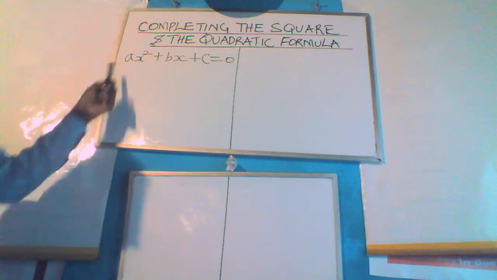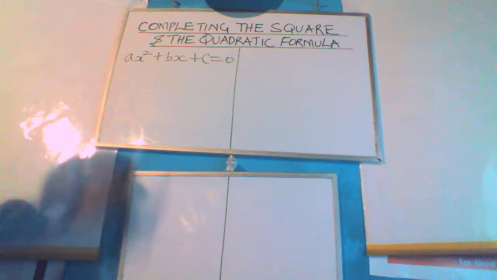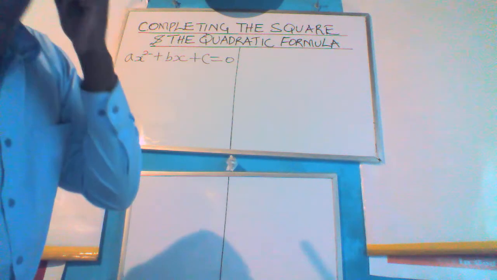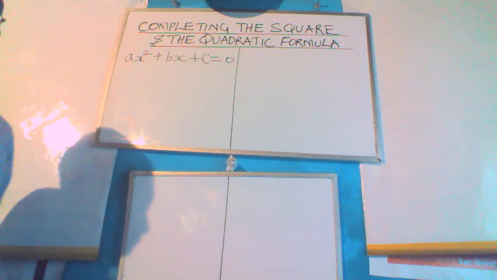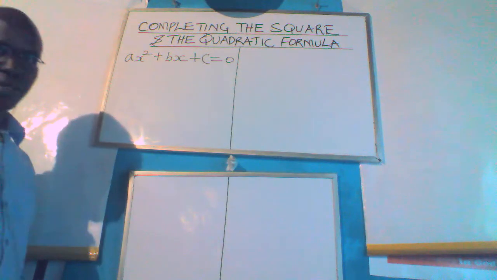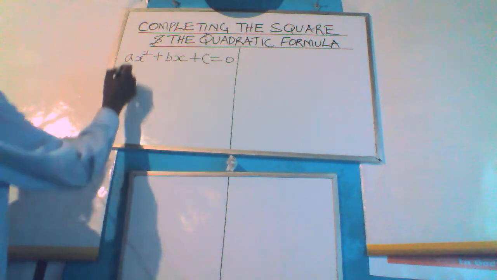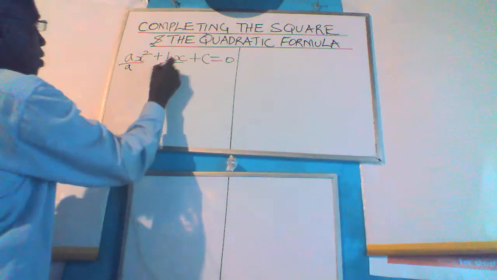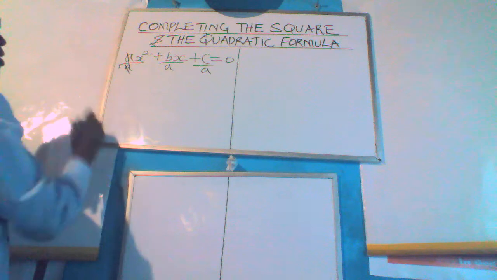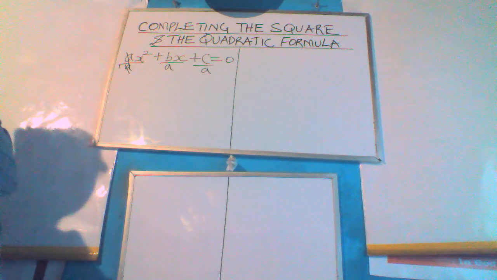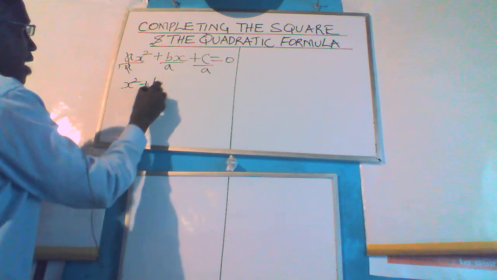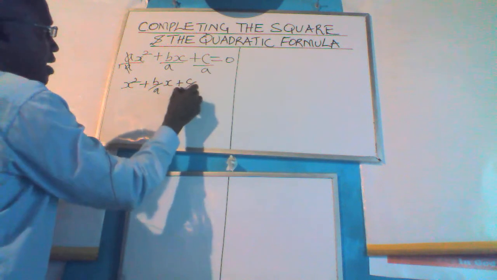In this equation, a is the coefficient of x squared, b is the coefficient of x, and c is a constant term. In order to complete the square, the first rule is that the coefficient of x squared has to be a unit. In other words, 1. So we need to simply reduce it by dividing all the terms by a, such that a and a cancel, so that we have 1 as the coefficient of x squared. That reduces our expression into the form x squared plus b over a x plus c over a is 0.